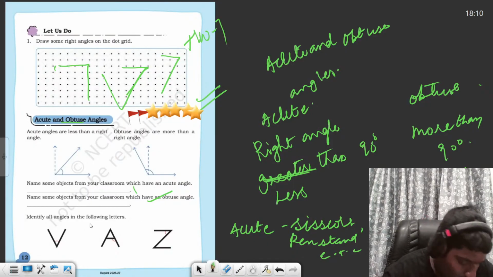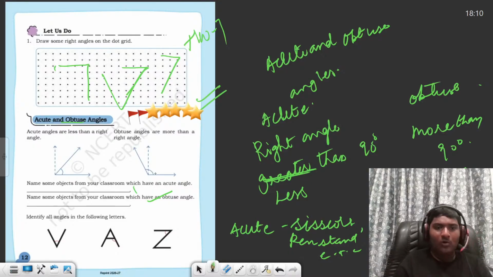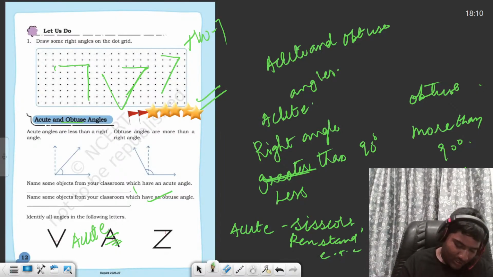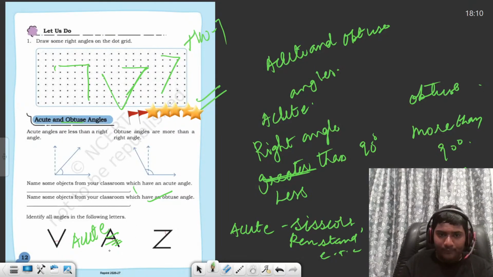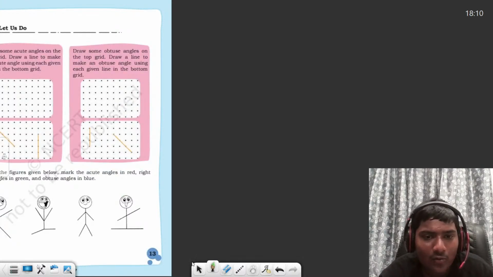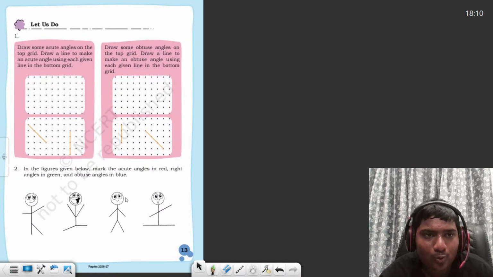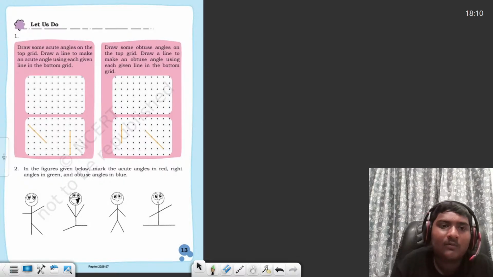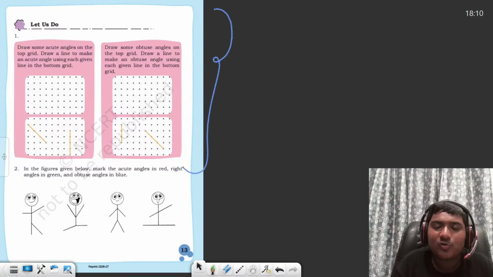Okay. Identify all angles with the following letters. So, here it will be acute. It's less than. Okay. And it will be obtuse, greater than. Z will be acute angle only, which is less than. Now, what I am going to do now is whole page is to be done.